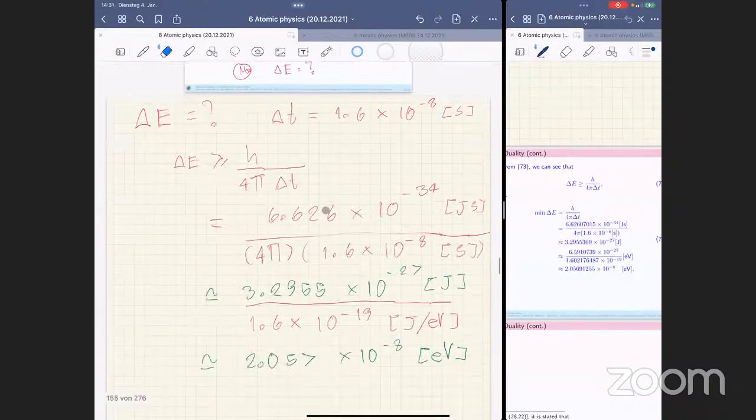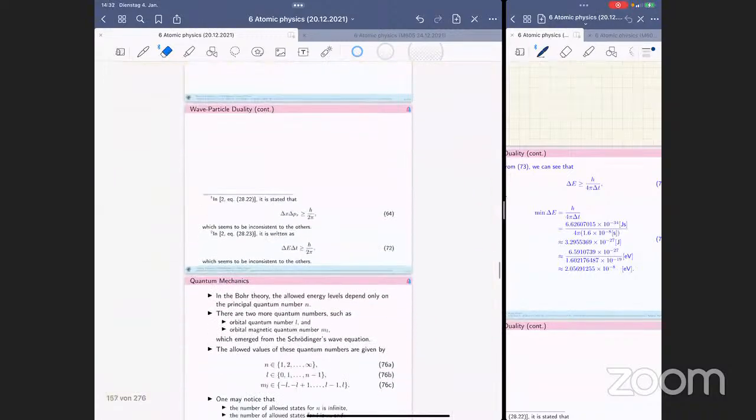Okay, and here's one of the examples where we could apply the Heisenberg uncertainty principle, which is related to the energy and time. All right, so that's the whole thing for the Bohr model, the whole Bohr model.